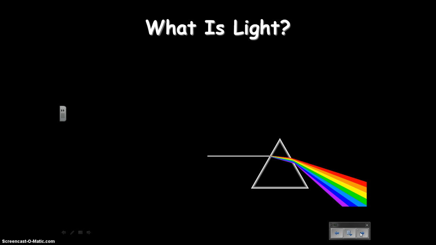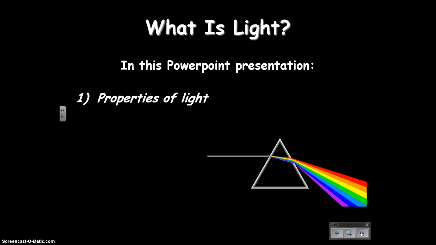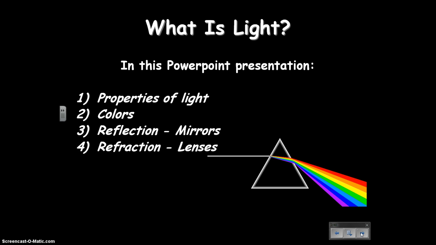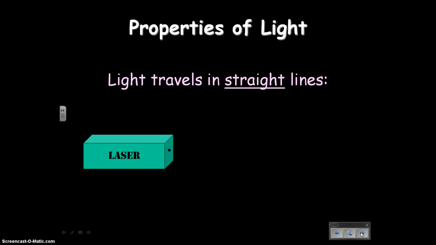We've discussed this a little bit in class, but hopefully through this little mini lesson, it'll help you understand what light is a little bit clearer. So in this PowerPoint presentation, we're going to look at the properties of light, colors, reflection, and refraction. So the properties of light. Light travels in straight lines. Just like with a laser pen, light travels straight. Even with a flashlight, you'll notice that it doesn't bend or move around any corners.